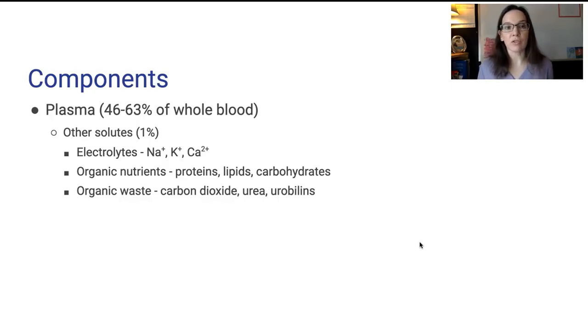Things like electrolytes: sodium, potassium, and calcium. Remember that an electrolyte is something that, when it's dissolved in water, will conduct an electrical charge. And our body really needs those electrolytes because your nervous system and your muscular system all need the electrolytes because they kind of run on electrical charges. We can have some of those nutrients. Remember that when you eat something, you're going to get a nutrient, things like proteins, lipids, and carbohydrates. And also any of those waste products, carbon dioxide, urea, and urobilins.